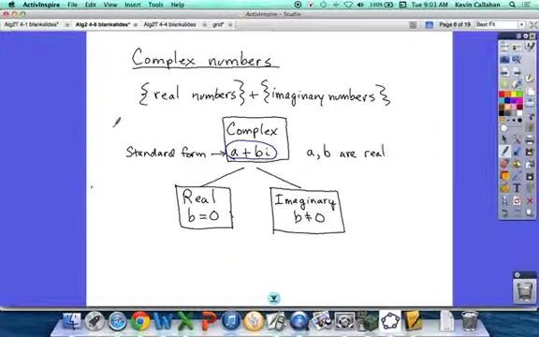That's called standard form. It's one of the SOL things we're supposed to know, that that's standard form. Meaning, for example, 2 plus 3i is standard form. 3i plus 2 is not. That's not standard form. Standard form, always write the real part first.